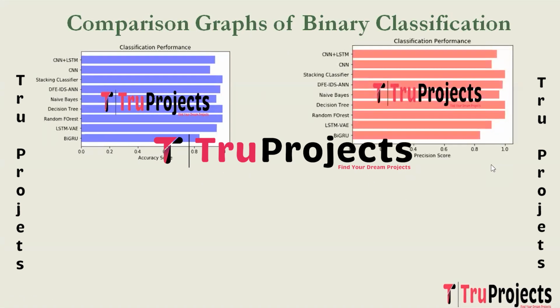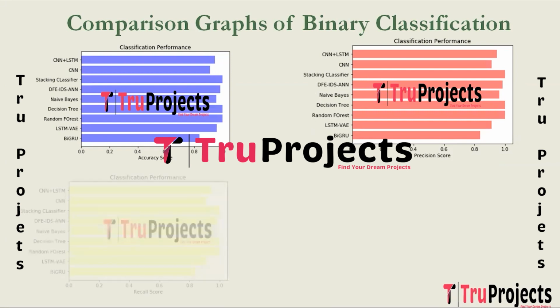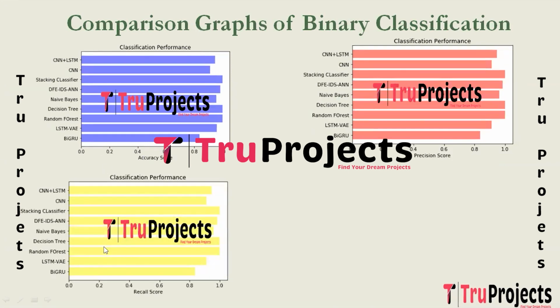This is the precision score. Here on the x-axis we have precision score for each algorithm and on the y-axis we have algorithm names. Precision is the ratio of correctly predicted positive observations to the total predicted positives. It focuses on the accuracy of positive predictions. This is the recall score comparison graph, where on the x-axis we have recall score for each algorithm and on the y-axis we have algorithm names. Recall measures the ability of the model to capture all positive instances. It is the ratio of correctly predicted positive observations to the total actual positives. It is also called sensitivity.